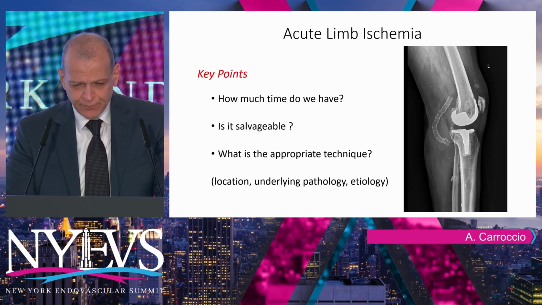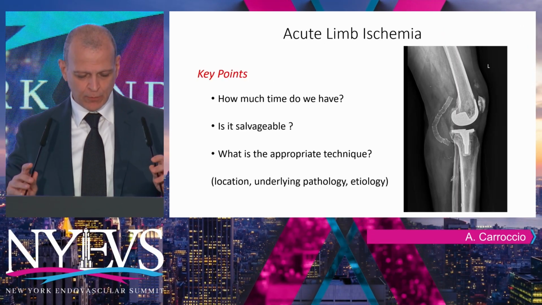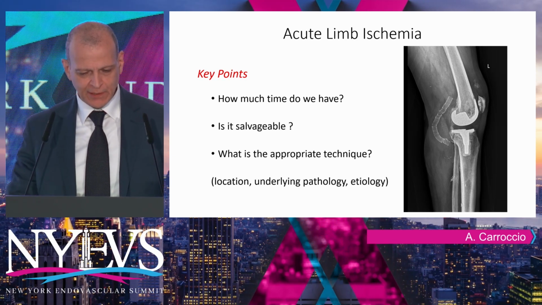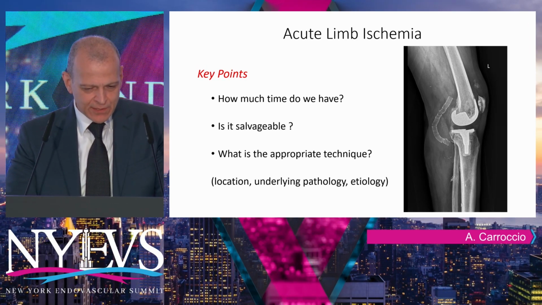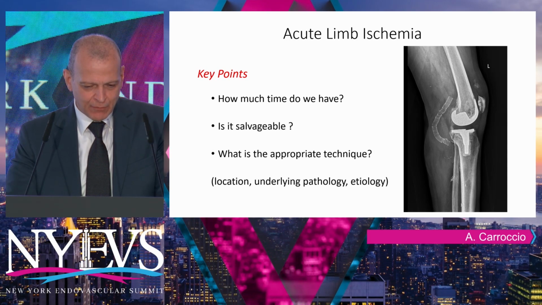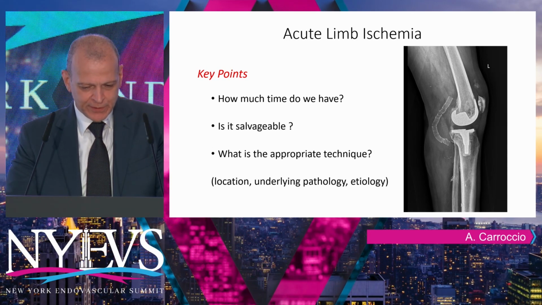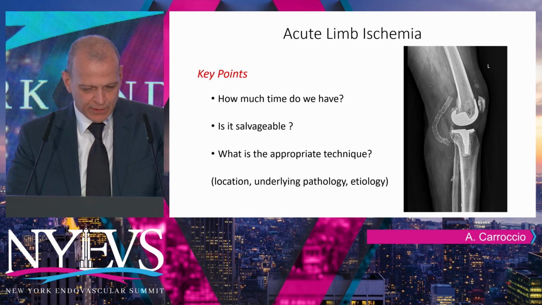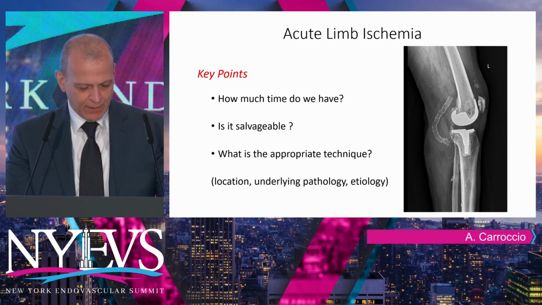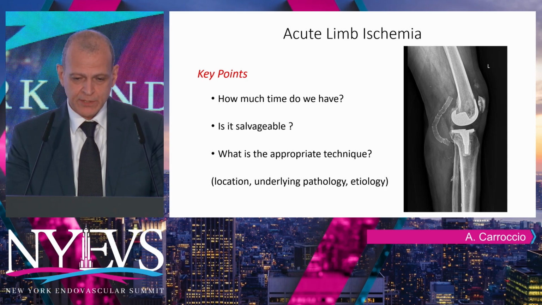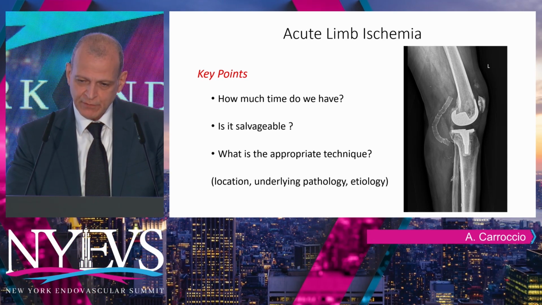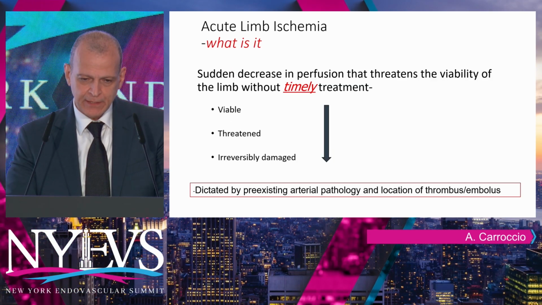So key take-home points for protocols and guidelines: number one on the list is how much time do we have, and in simple layman's terms, is it salvageable, and what would be the appropriate technique? A lot of that has to do with what vessel bed we're talking about, what is the underlying pathology, if any, and what is the source of the thrombus in terms of coexisting conditions.